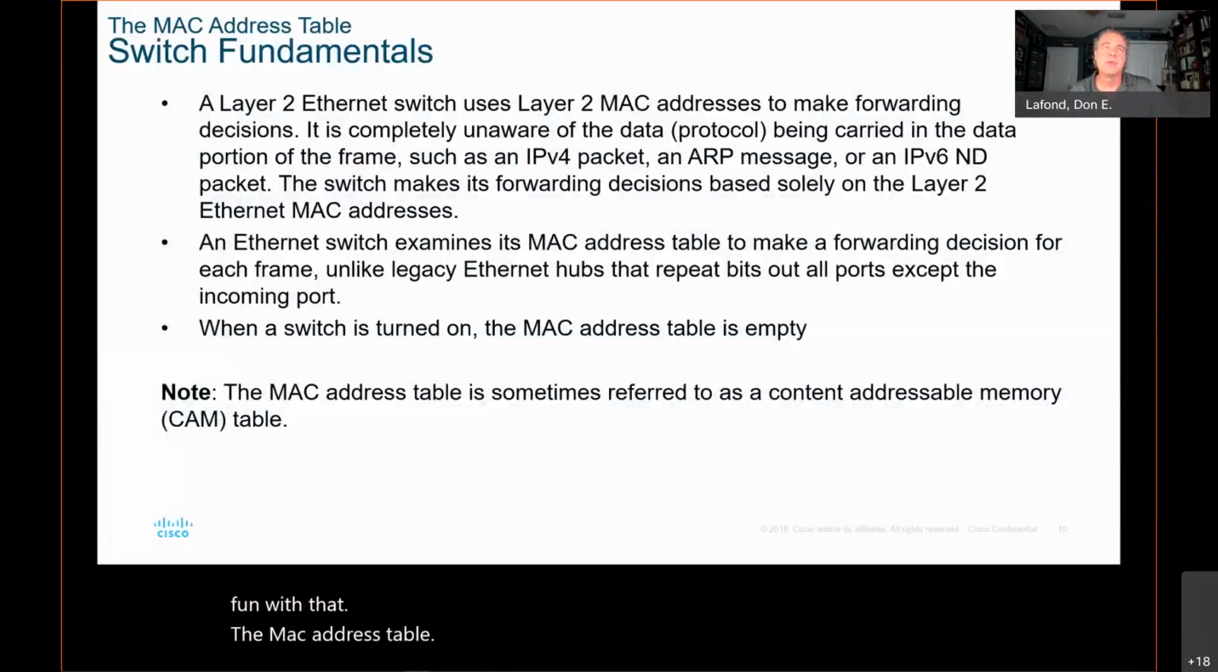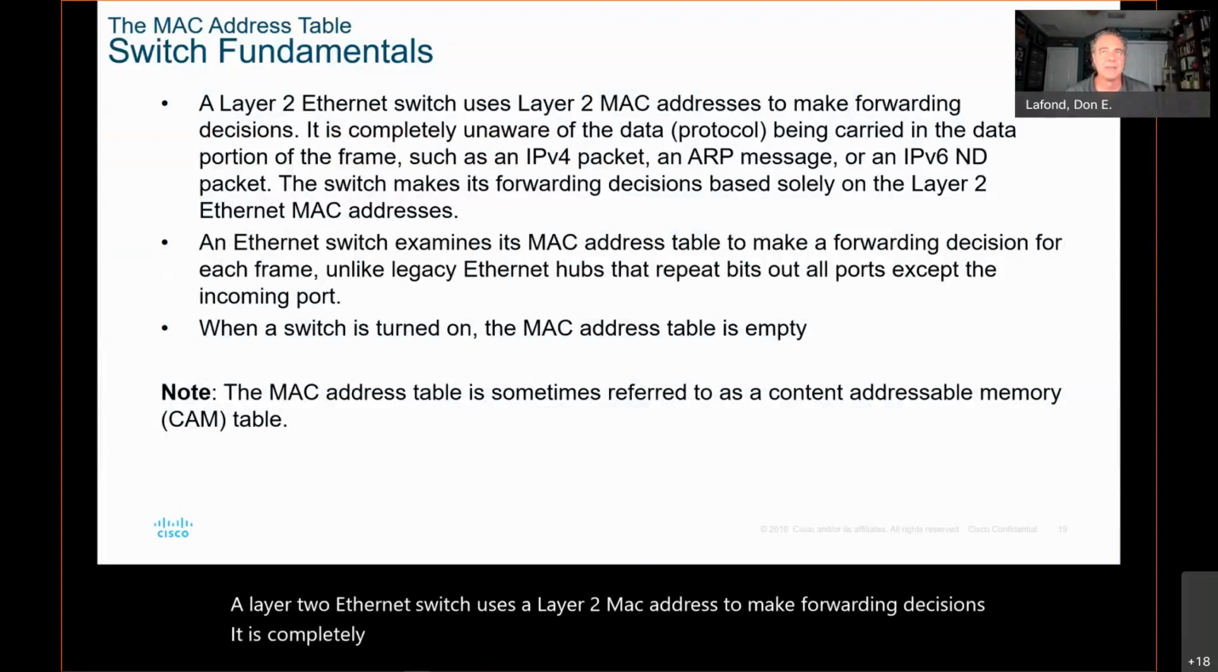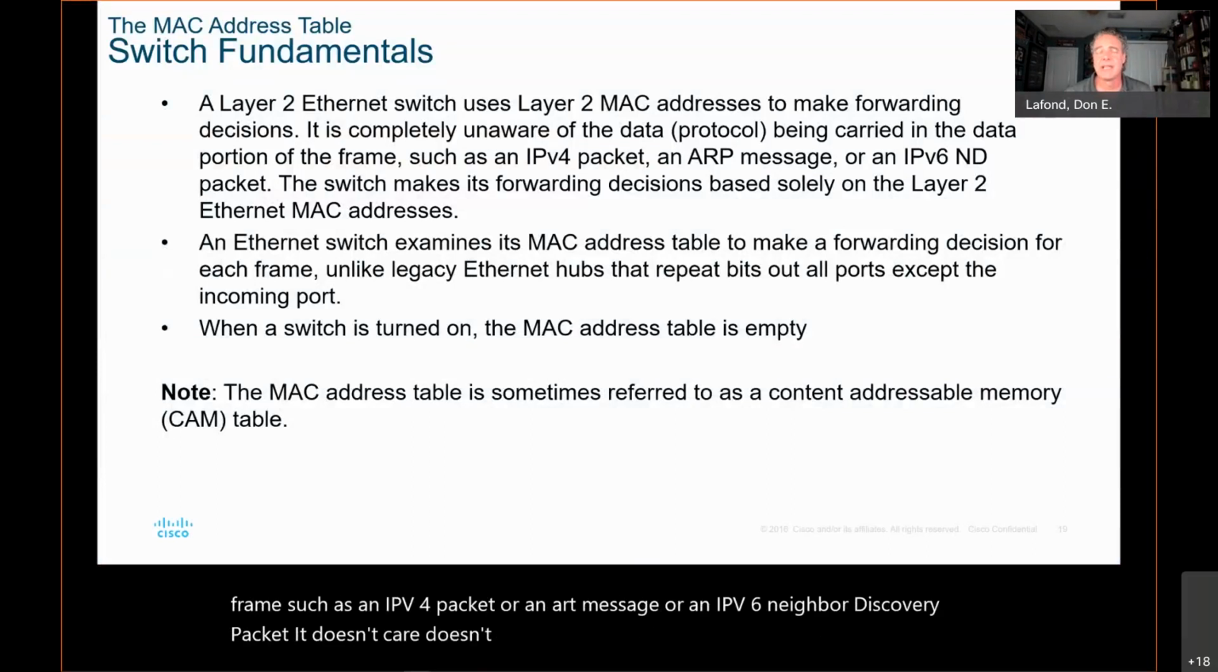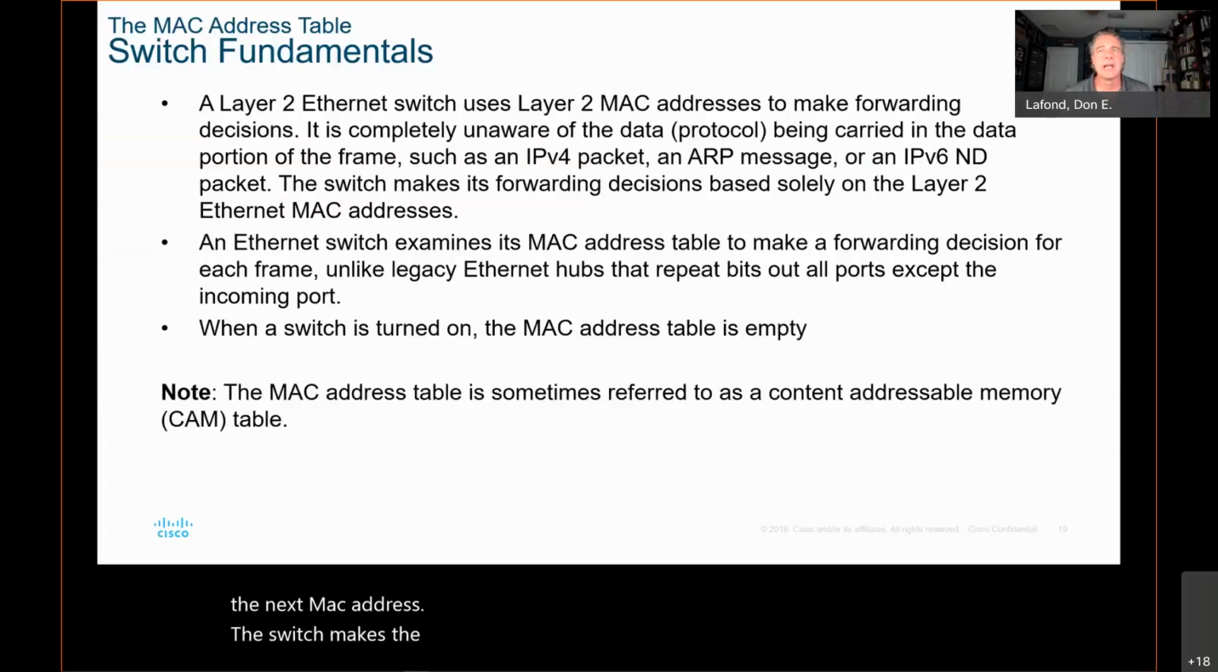Now, a layer 2 Ethernet switch uses a layer 2 MAC address to make forwarding decisions. It is completely unaware of the actual data being carried in the data portion of the frame, such as an IPv4 packet, an ARP message, or an IPv6 neighbor discovery packet. It doesn't care what it's carrying. It just cares about the next MAC address. The switch makes the forwarding decision based solely on the layer 2 Ethernet MAC addresses.